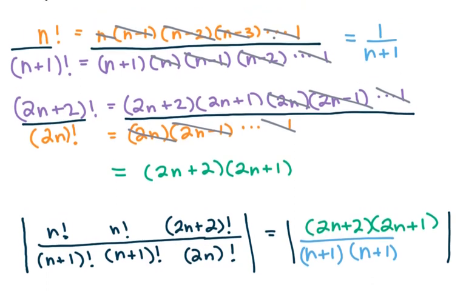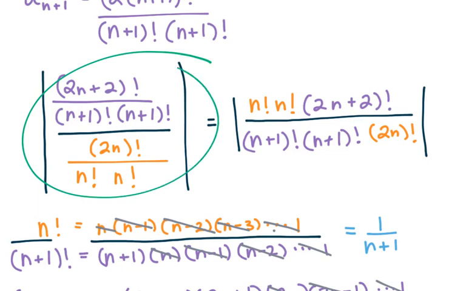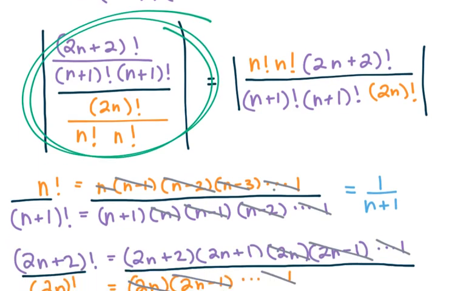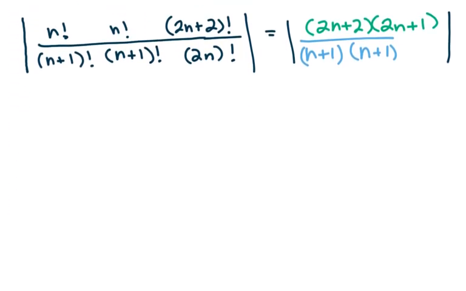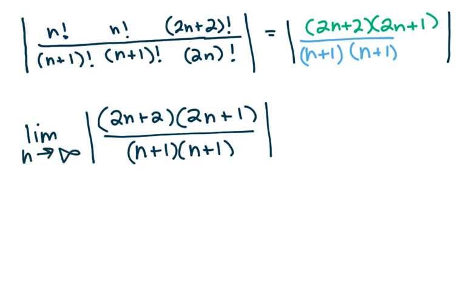So my ratio, I'm going to scroll back up for a second. This original ratio I set up and started with, this guy, using these properties of factorials, we now have this down as this term. This is my ratio. 2n plus 2, 2n plus 1 over n plus 1, n plus 1. And what we want to do is we want to look at this, the limit as n approaches infinity.